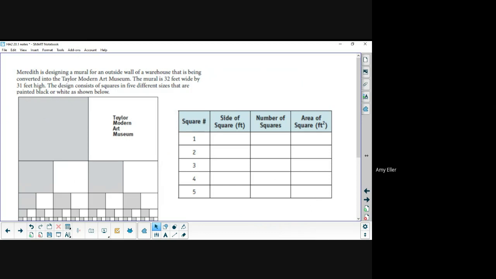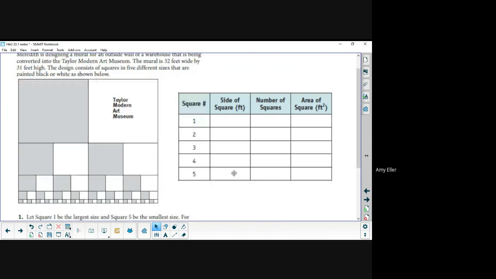Meredith is designing a mural for an outside wall of a warehouse that is being converted into the Taylor Modern Art Museum. The mural is 32 feet wide by 31 feet high. Let's pause there and write down 32 feet wide, 31 feet high. The design consists of squares in 5 different sizes that are painted black or white as shown. Once we get through this, we'll figure out what the geometric sequence is. This will kind of get us there.